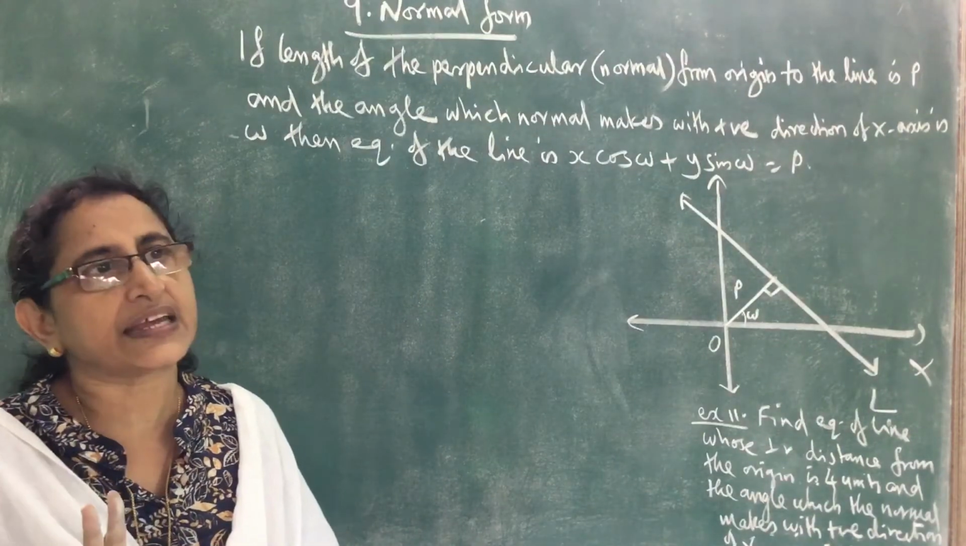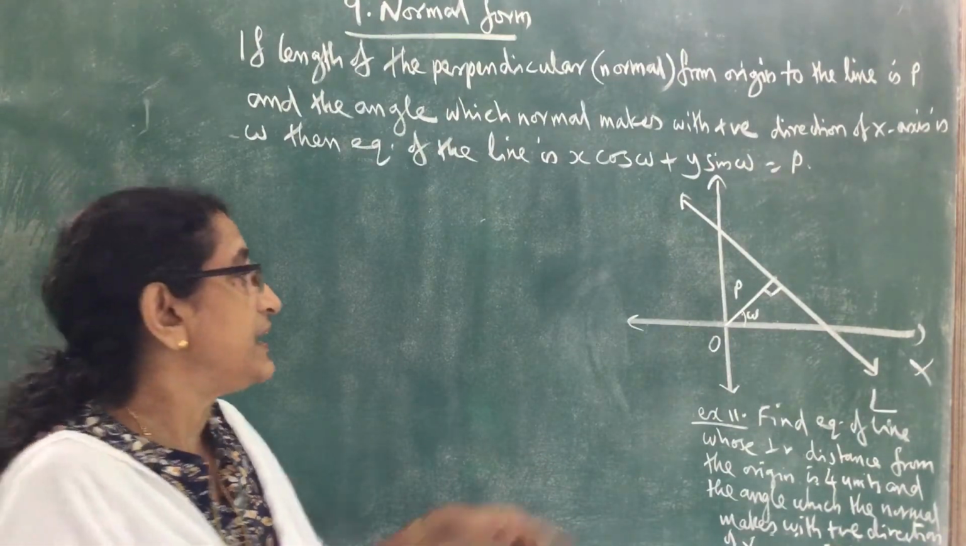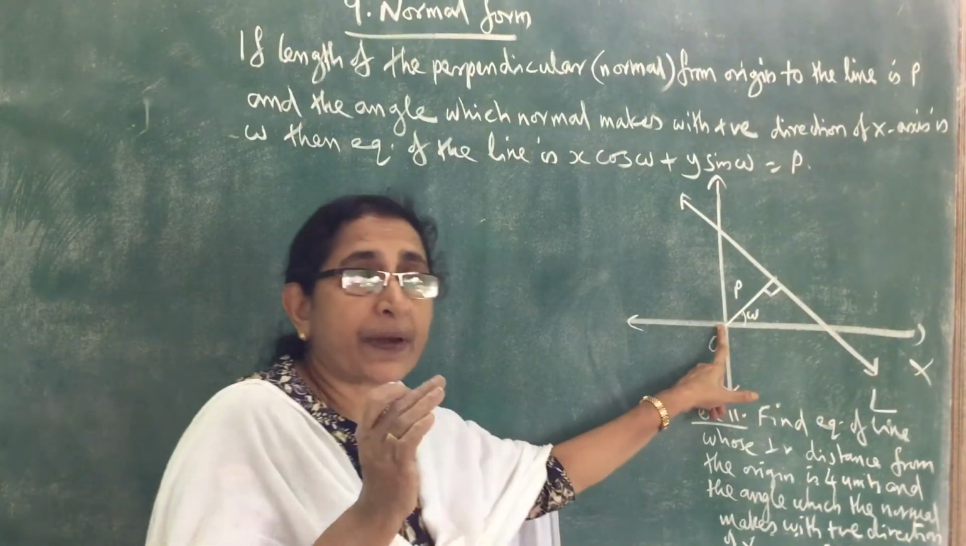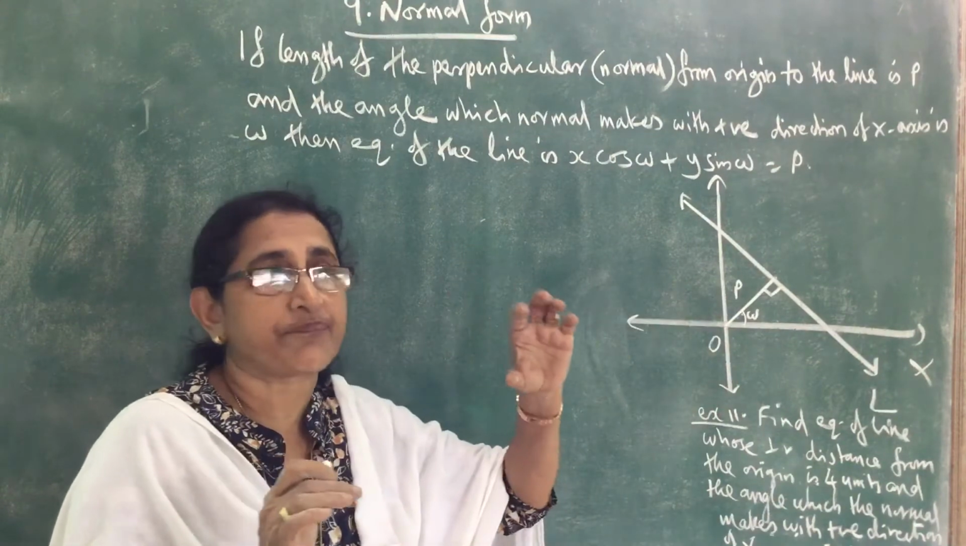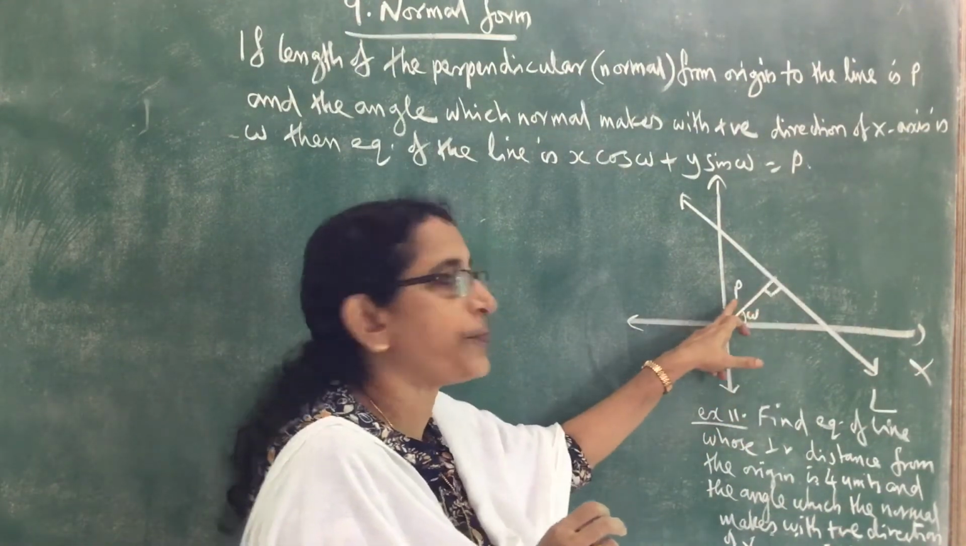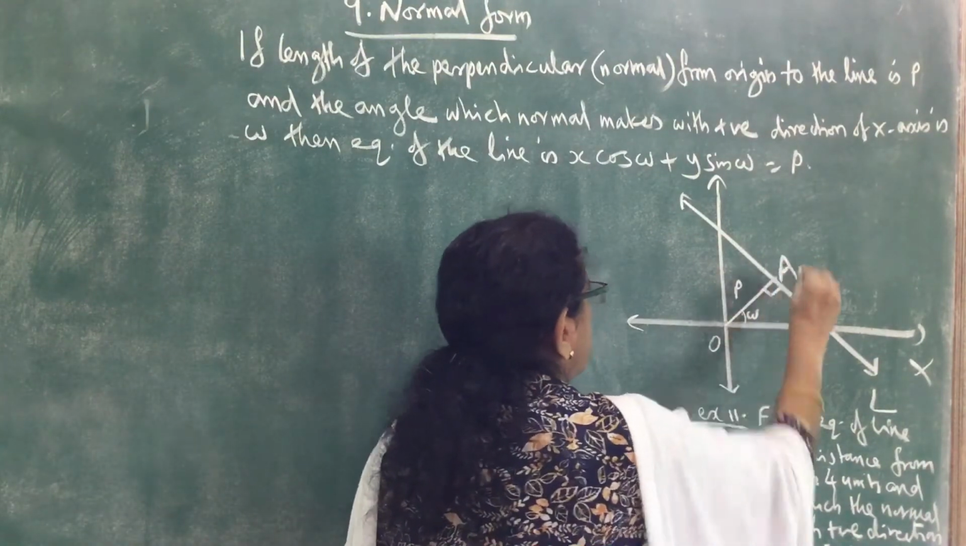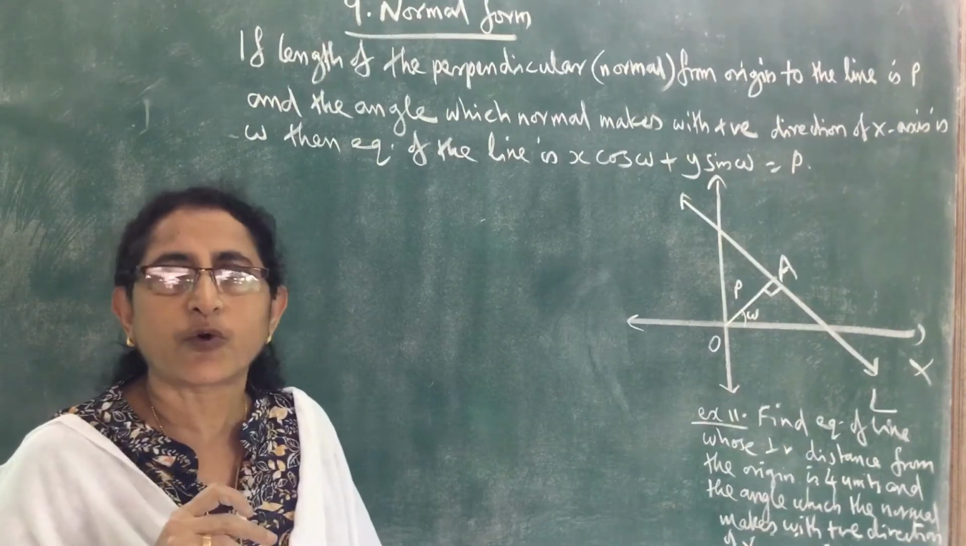So two things are given. Length of the perpendicular from the origin to the line. This is the origin. Length of the perpendicular, that means perpendicular distance from the origin to the line, this distance is equal to P. If you name, this is O, this is A. So length of OA equal to P.